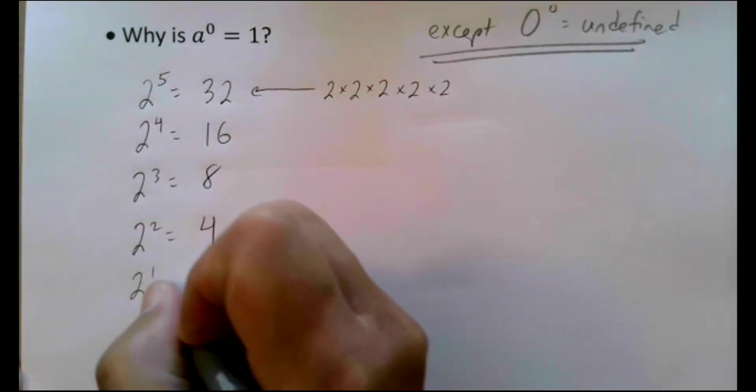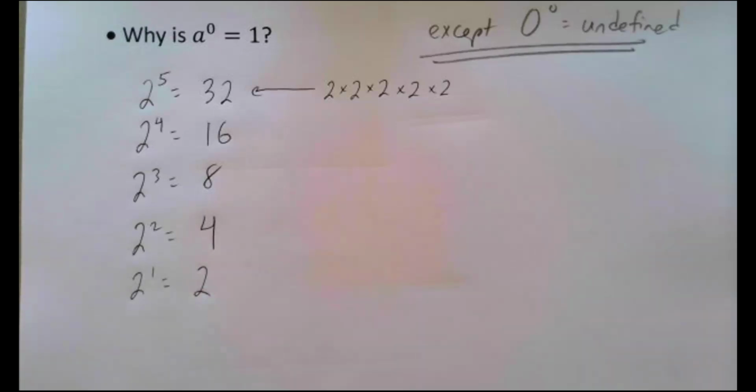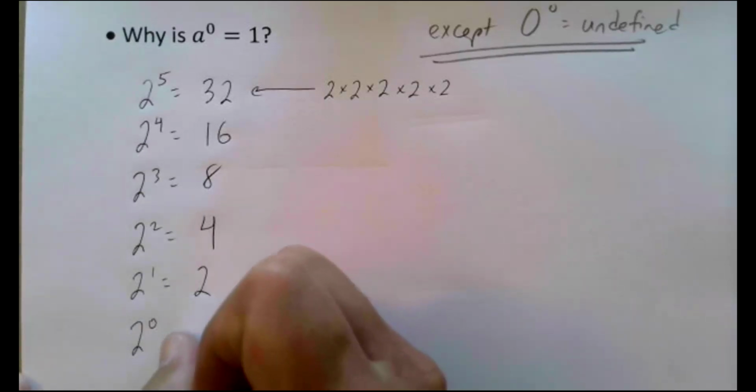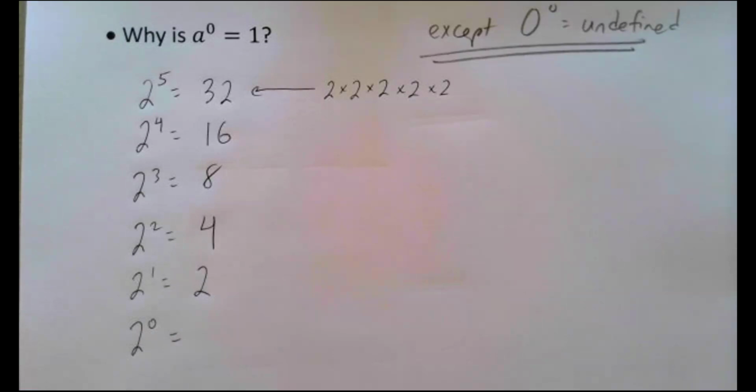So these are all pretty straightforward. Even 2 to the first power, I think we'd all be okay with saying it's 2. But when we got to 2 to the 0, mathematicians were like, how do we define that one? Like we defined those other ones, by multiplying 2 by itself that many times, but how do I do 2 to the 0?